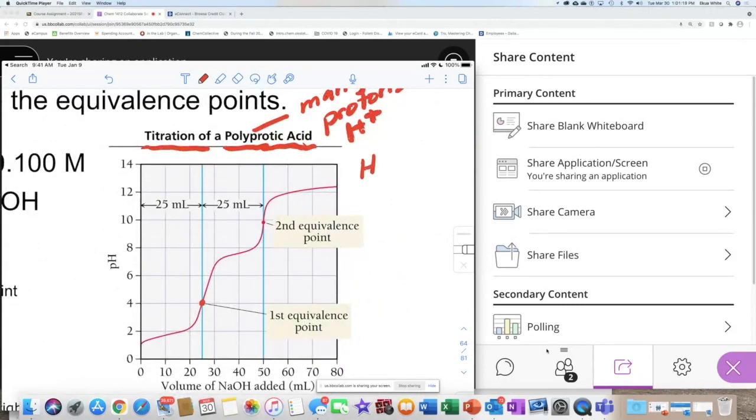H, let's see, 1, 2, H2SO4, H2SO3, any acid with an H2, H2S, just anything with two H's. Not anything, sorry. It has to be an acid with two hydrogens. So how do I know it's two hydrogens from this picture?